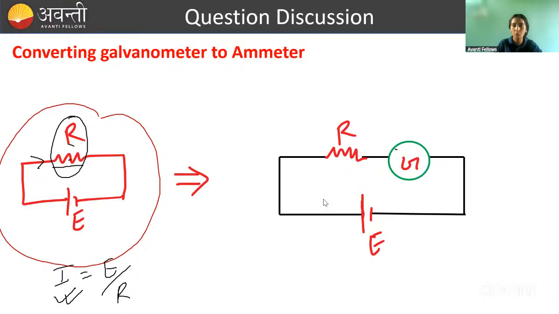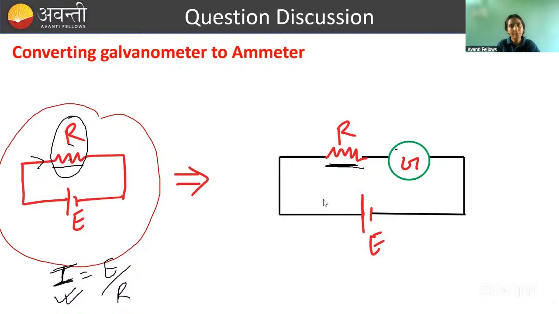Right? If you want to measure current through R, then you need to connect the device in series. Why in series? Because in series only the same current will flow, and we need to measure the current flowing through R. So that is why we are connecting the galvanometer in series. But now the question is, will the galvanometer measure the value I, or will it measure some different value?